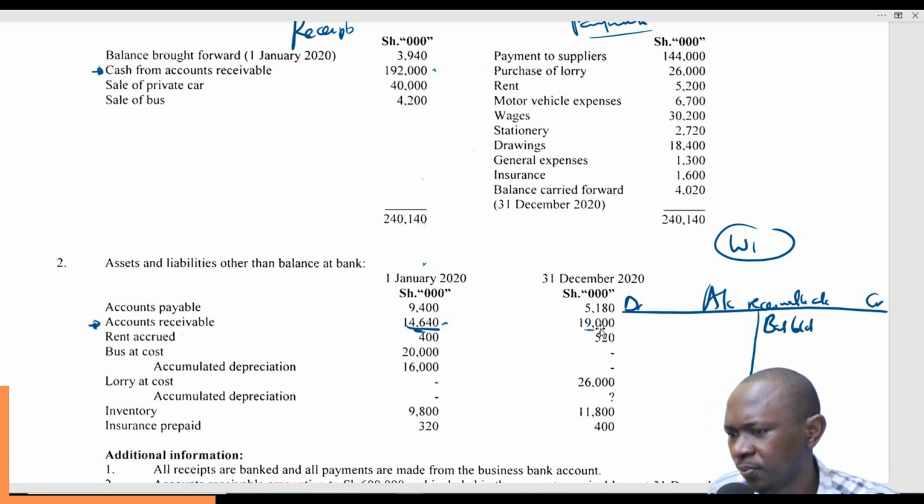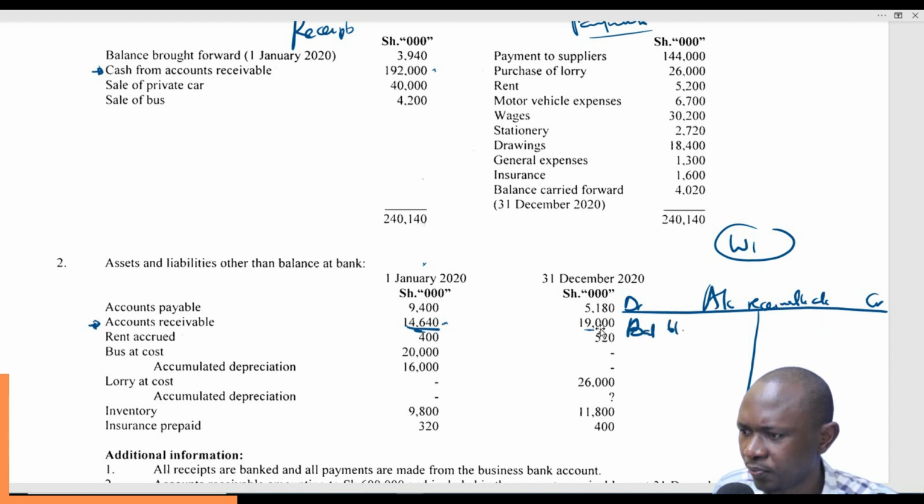So balance brought down, this is 14,640. And then of course these guys are the debtors paid. They reduce their liabilities. When they pay, we credit. No, I think there's a problem here. It's balance brought down, 14,640, like that, to show that it's an asset. But generally, debtors are an asset. So balance brought down 14,640.